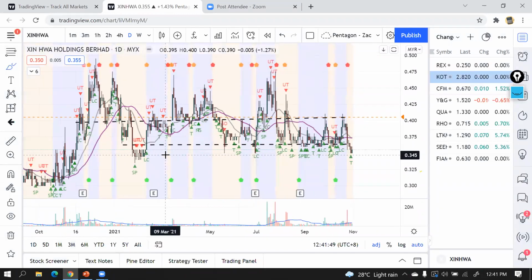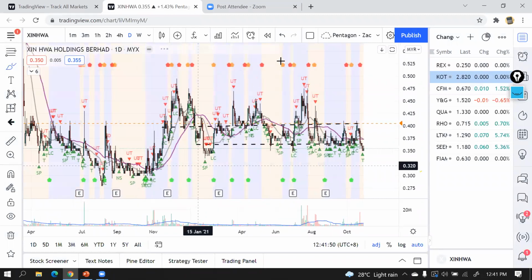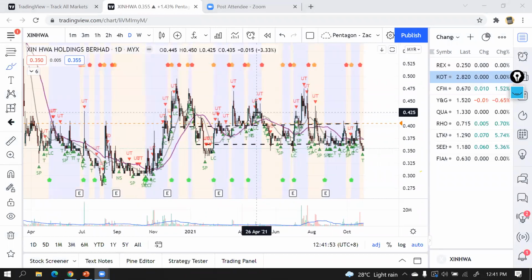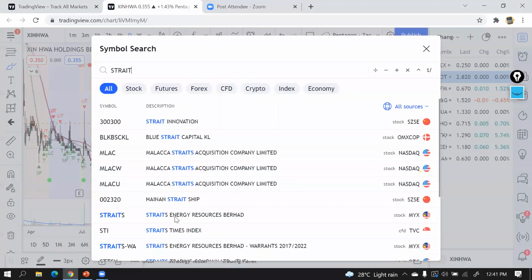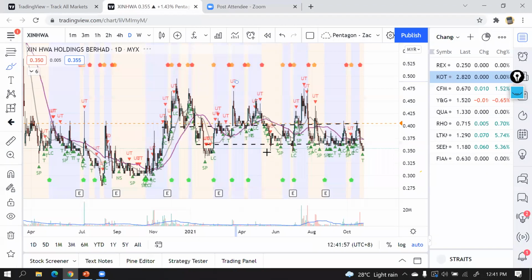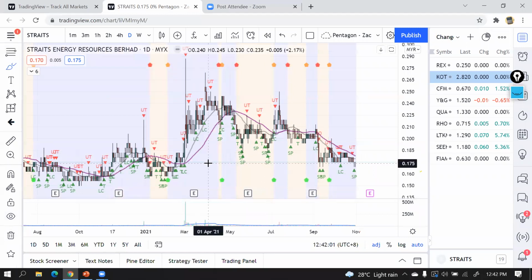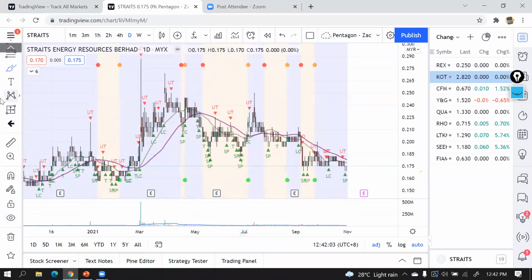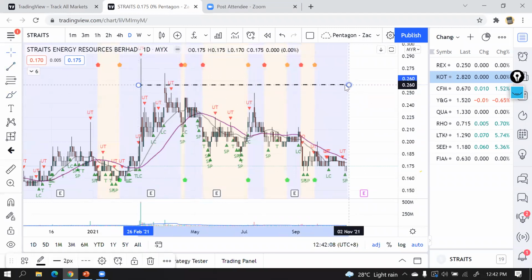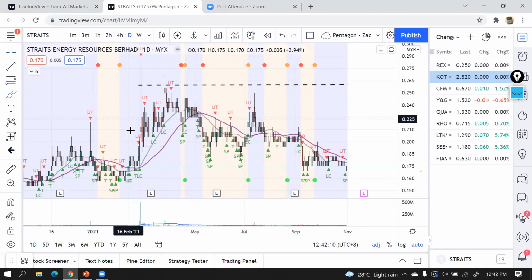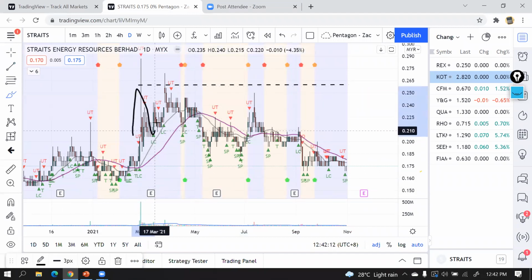Is this Xinhua? Straits? There are a few examples. That's why I always like to see the second time. I think this is a good example here. Here got a big upthrust, right? So it goes up, sorry, the upthrust goes back. Here it hits again, another UT.